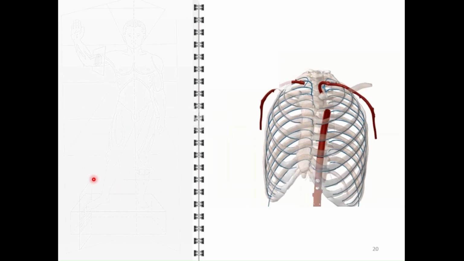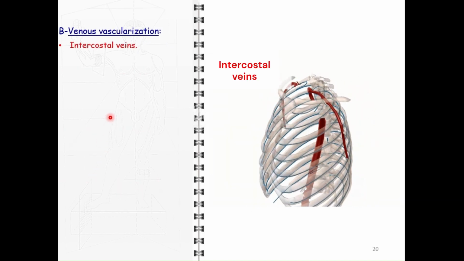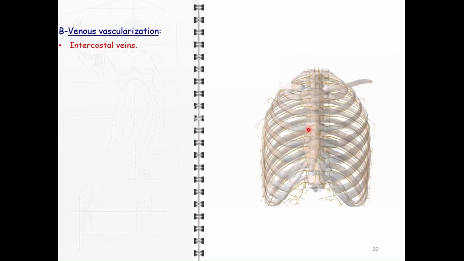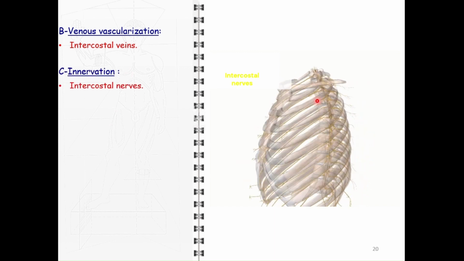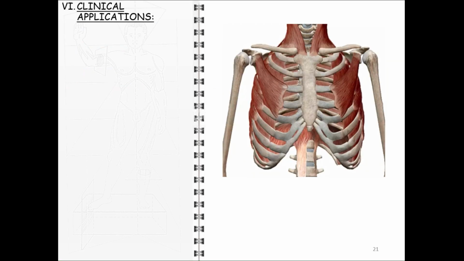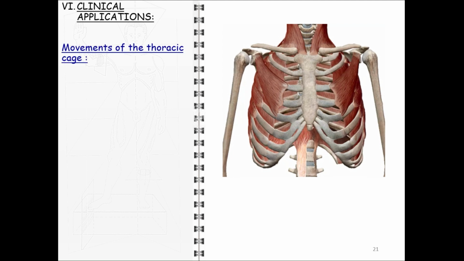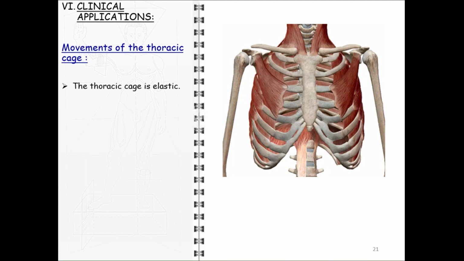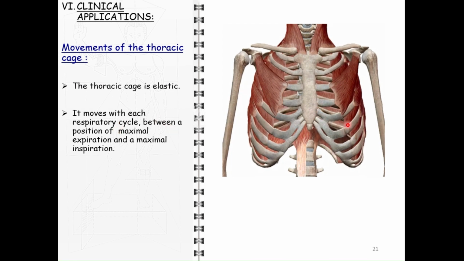The venous drainage is ensured by the intercostal veins. And the innervation of the thoracic wall is primarily provided by the intercostal nerves. We will now delve into some clinical applications, particularly focusing on the movements of the thoracic cage. The thoracic cage is elastic and moves with each respiratory cycle between a position of maximal expiration and maximal inspiration.